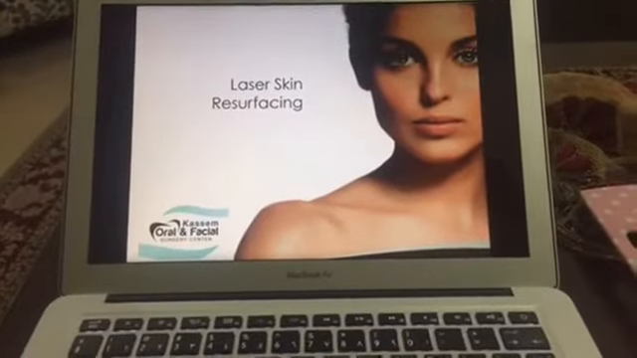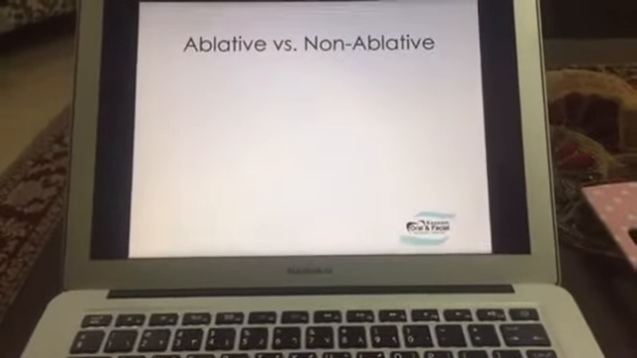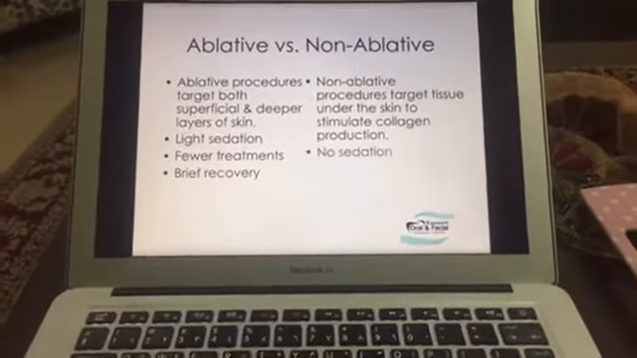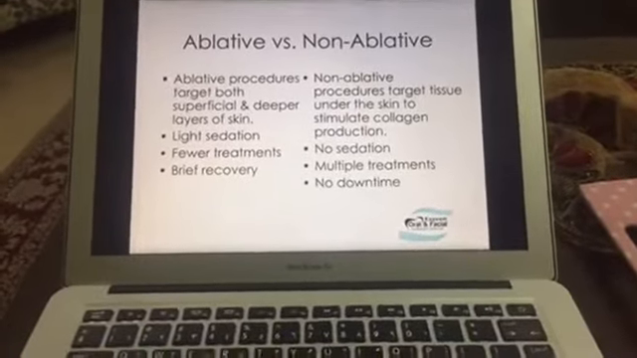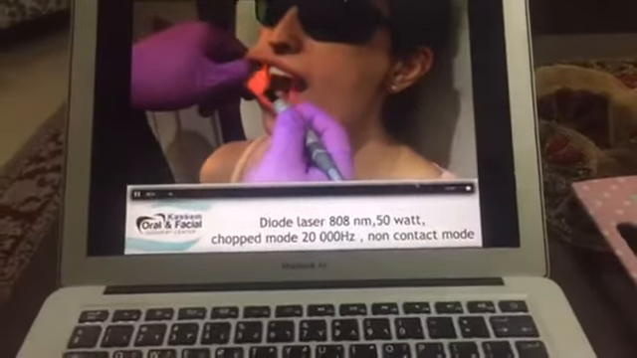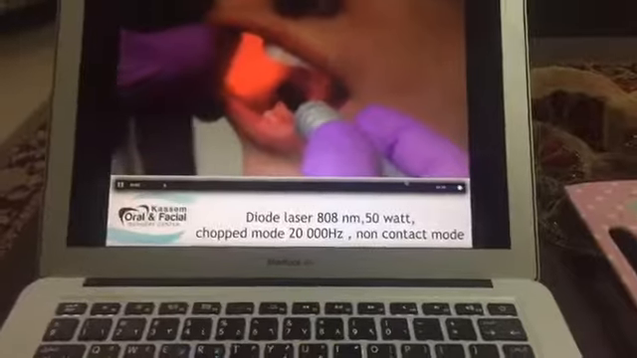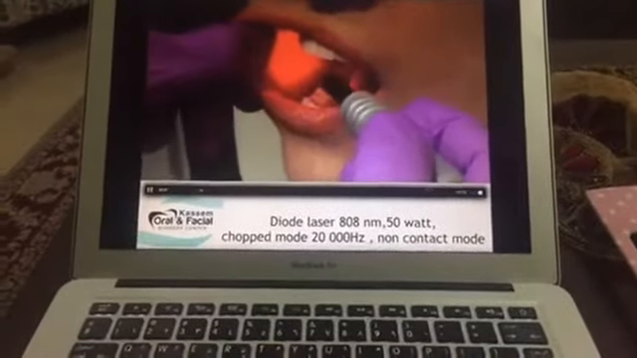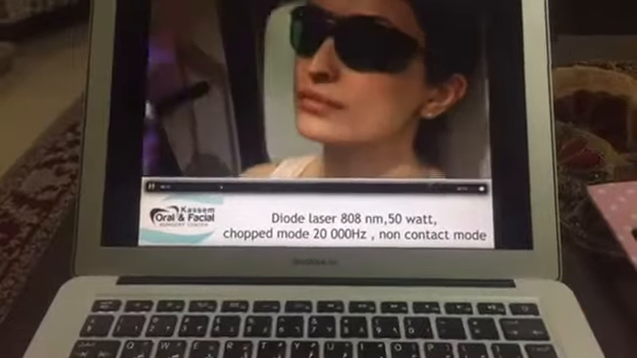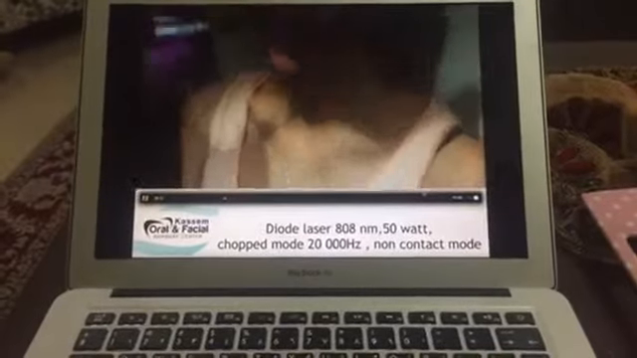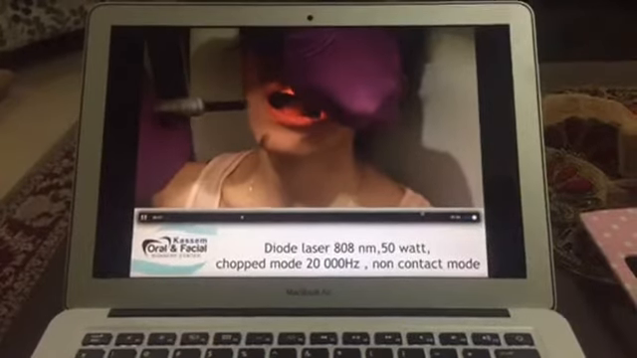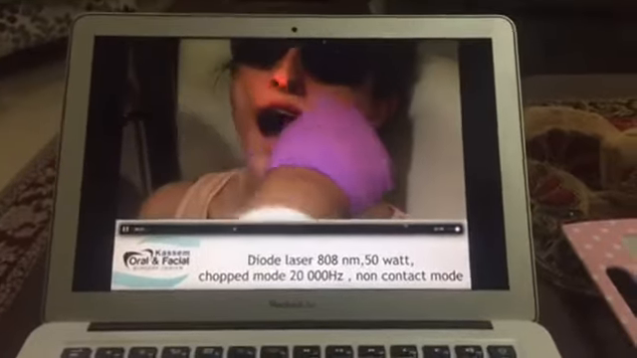Okay, now we speak about laser surfacing technique. We have two techniques: ablative, which means I remove something, and non-ablative, which means I use my laser for stretching. I do this case using the diode laser at very high power, in chopped mode, non-contact. This enables intraoral and facial rejuvenation and lip tightening for the patients. This technique takes 10 minutes and gives very tight stretching of the patient's lips. This is non-contact mode.